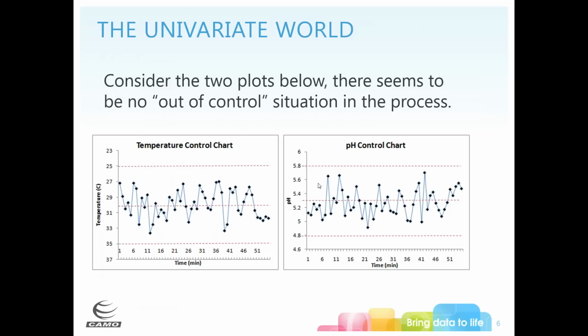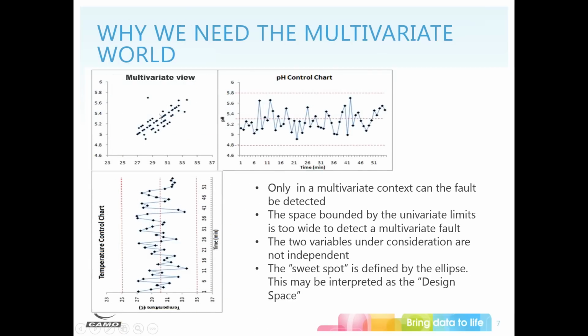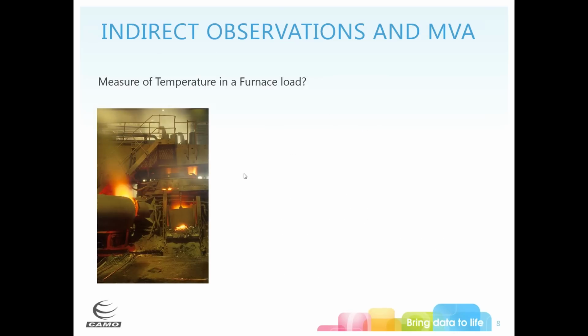However, temperature and pH in this particular case are related to each other. And if you plot them against each other, you see very quickly that in a multivariate space, there actually is an outlier. So something is wrong here. It doesn't follow the general trend when you plot the temperature and the pH against each other. So sometimes you can only detect some faults in this way. And that's why we want to apply multivariate data analysis.